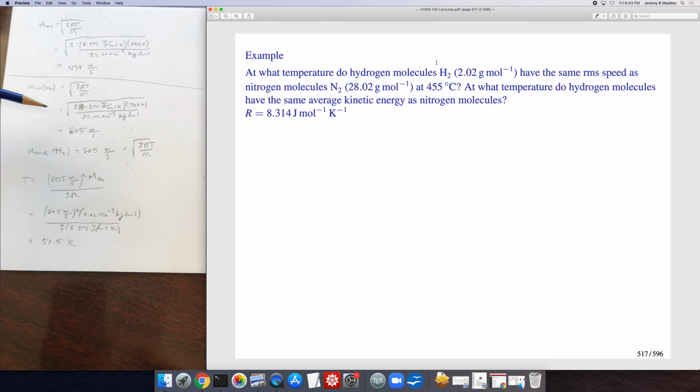Nitrogen is heavier than hydrogen, and so in order to get the average speed of hydrogen to be the same as nitrogen at 455 degrees Celsius, you're going to have to cool that hydrogen down relative to the nitrogen so that they have the same speeds. And so you're going to have to get it down to 52.5 degrees Celsius.